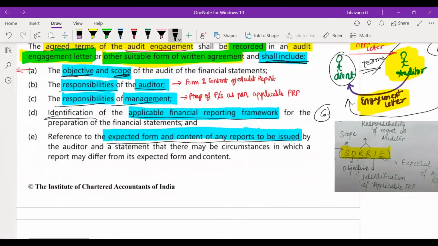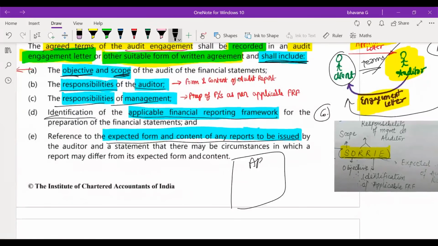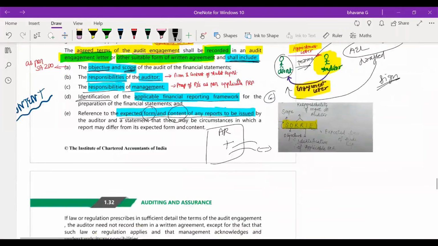Next, you write the expected form and content of any report to be issued. See, when you write an audit report, there are a few things that a few companies add extra, and a few companies don't add. So what is the form of the report, or what is the content of the report that is going to be issued at a later stage once the audit is completed, that also you will record in the engagement letter. Because when at the end you issue an audit report, there must not be any clash. Okay, so whatever is the expected form and content of the report, you write it in the engagement letter. So these are the 5 things that you write in the engagement letter.